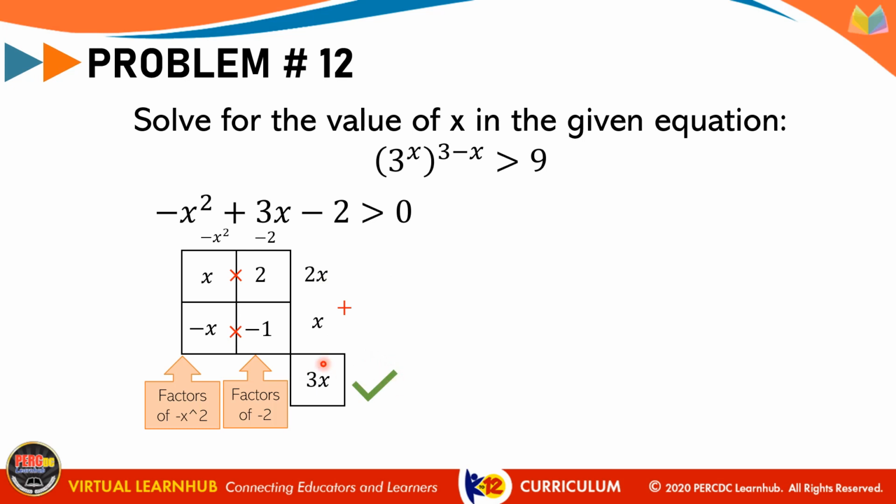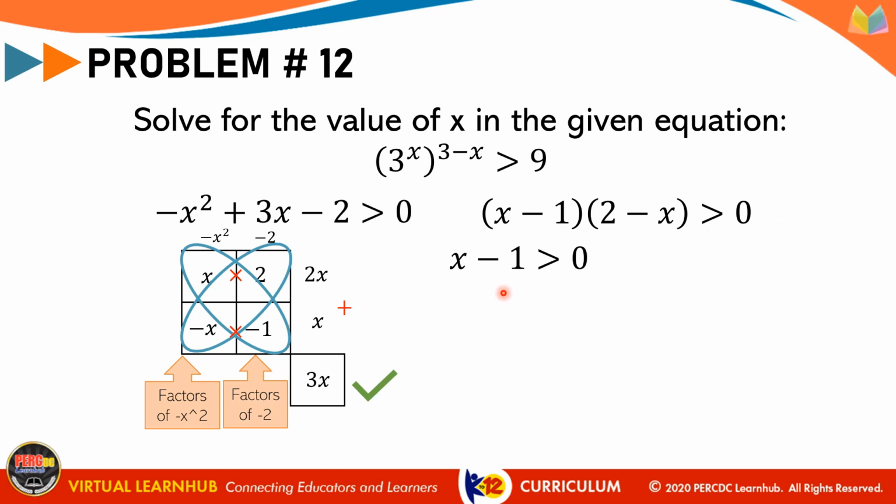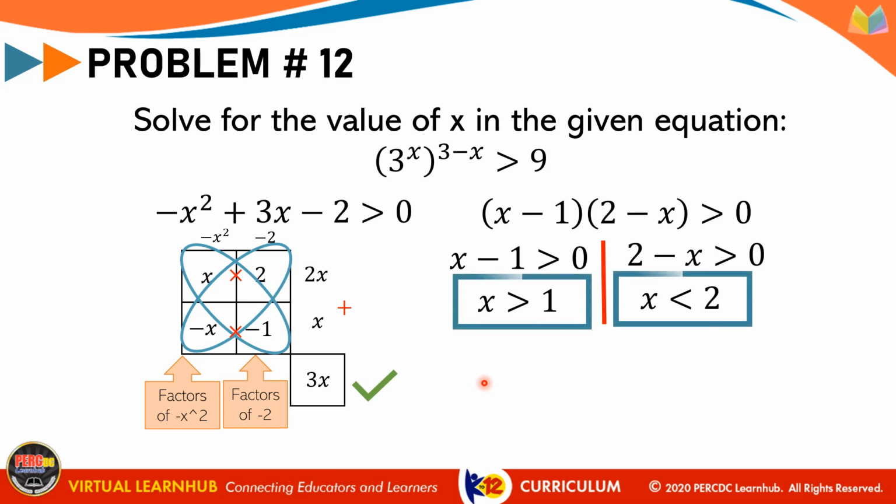So now, we will group these two, and we will group these two to have the factors. And that is x minus 1 and 2 minus x. And these factors are greater than 0. Now, we have here x minus 1 is greater than 0 and 2 minus x is greater than 0. So we have x is greater than 1 or x is less than 2. So that is the solution for this inequality.